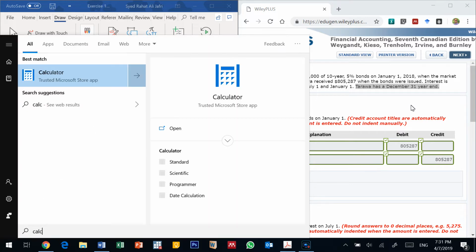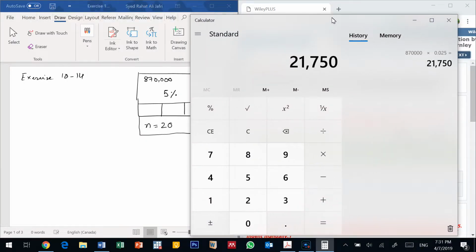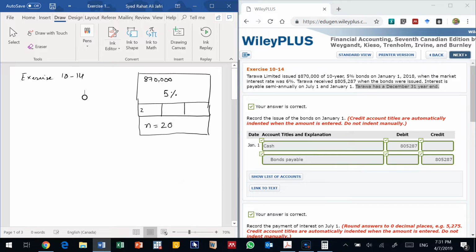And $870,000 times 0.025, which is half of 5%, is 21,750. So 21,750 is the coupon payment, and there are 20 such payments for this bond.